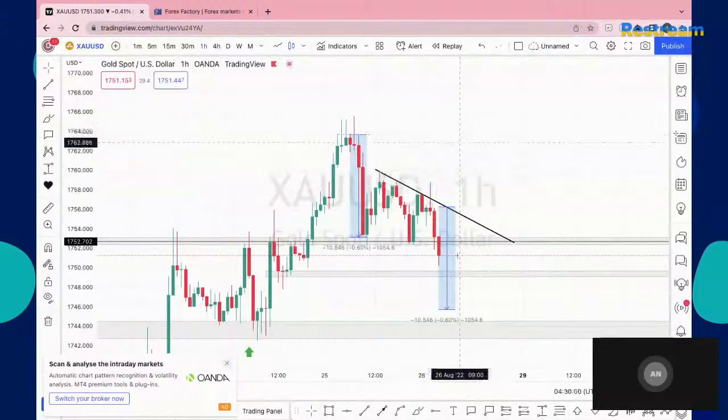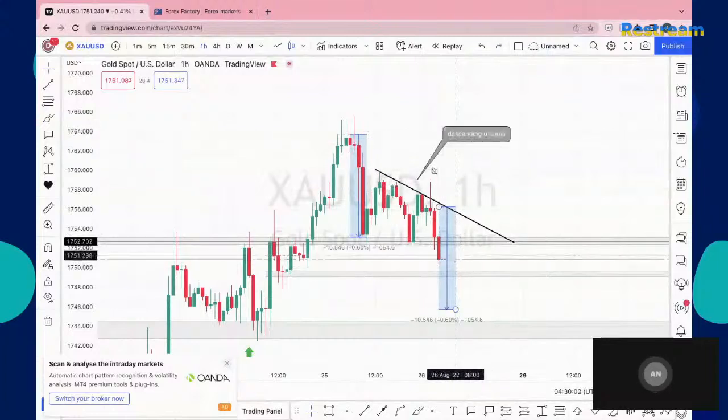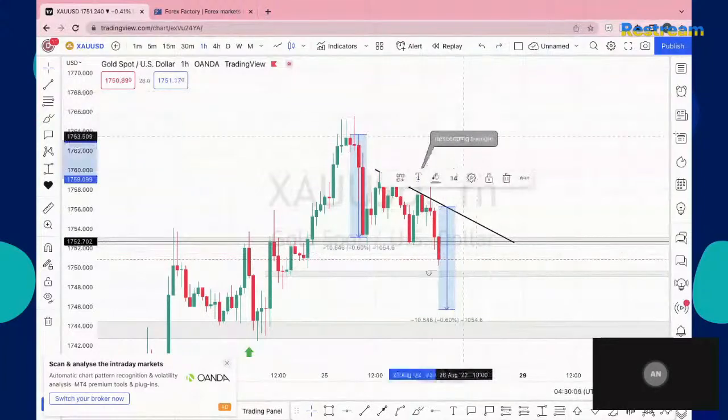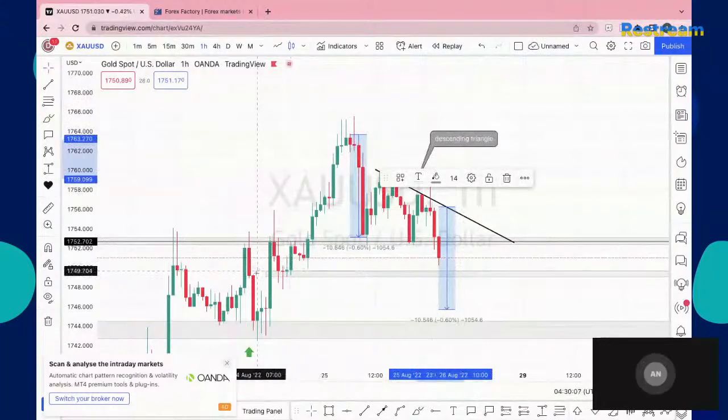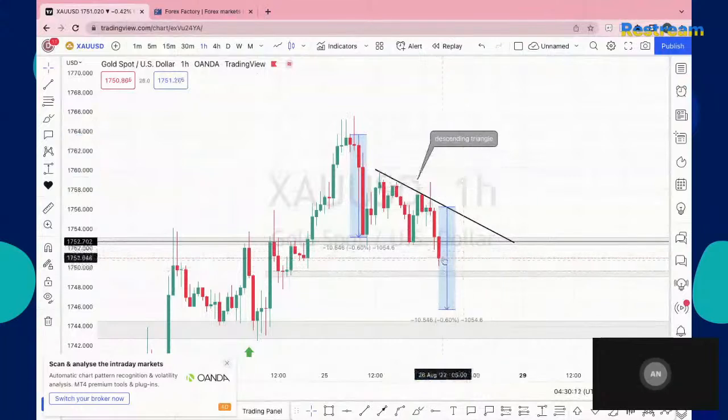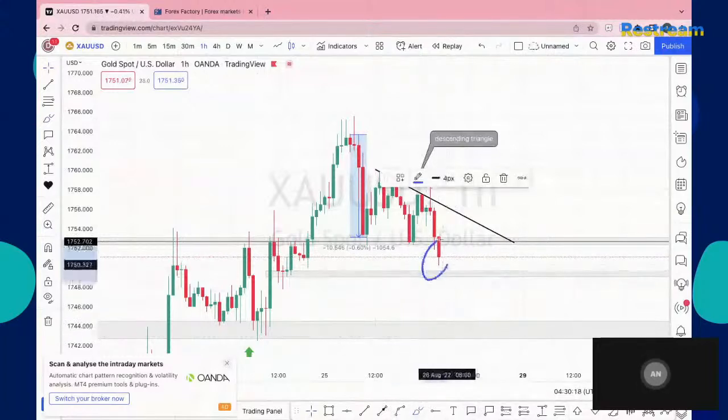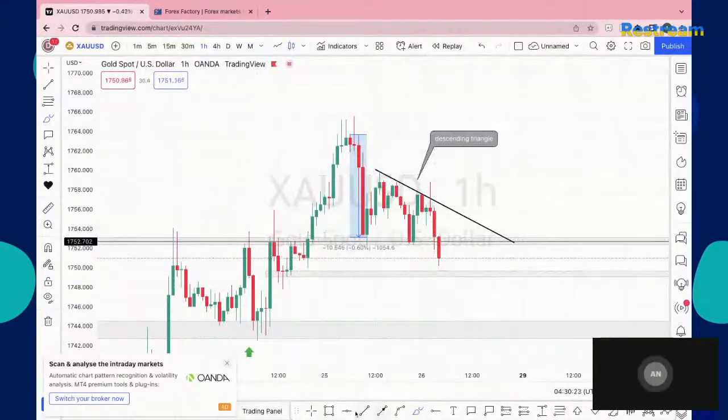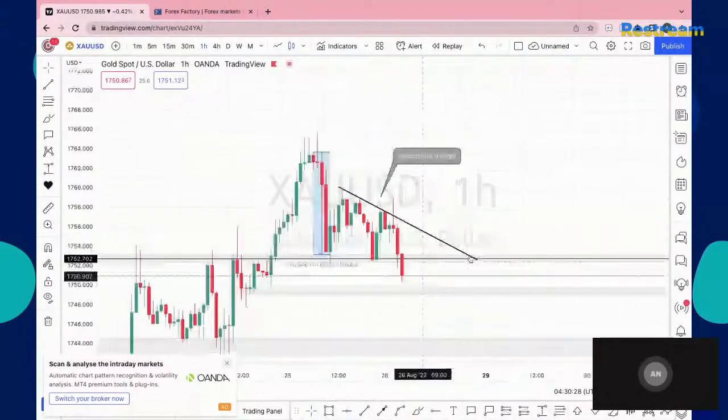if it does close above 1749, 1748, right? This here could just be a fake out. It could be. I'm not saying that it is. It could be. So preferably, if you are looking for, I'd say, buys.